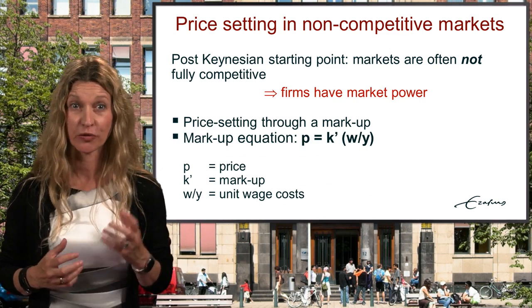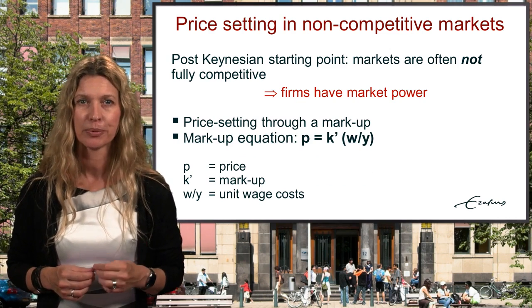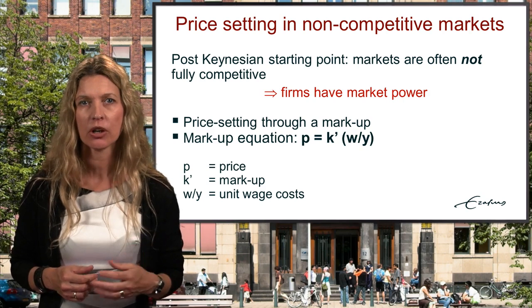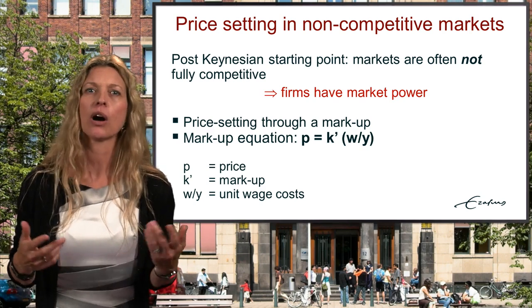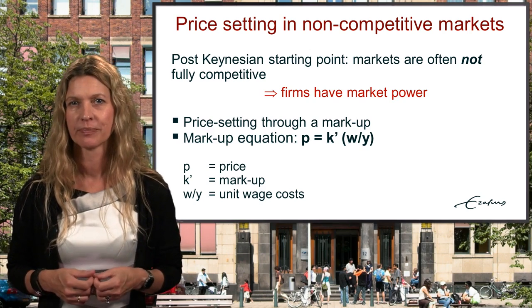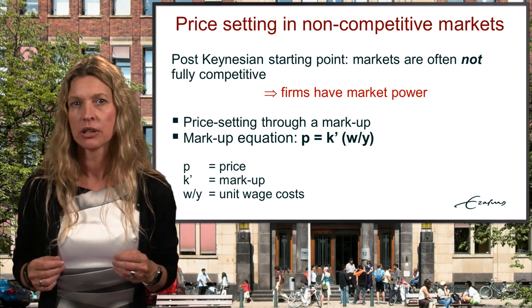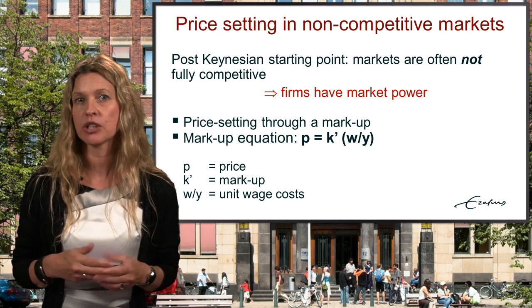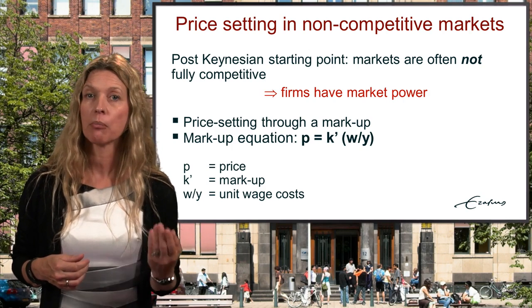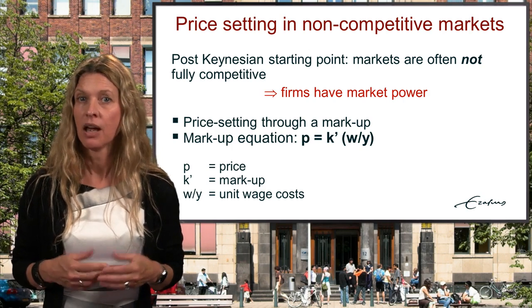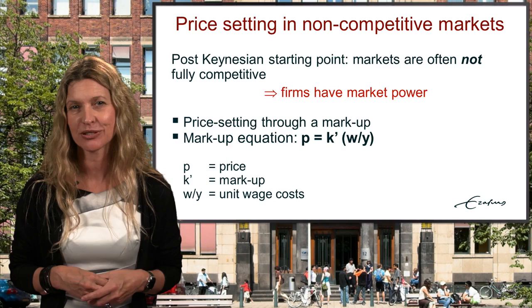The markup equation for the product price then is P equals K prime, the markup, multiplied by the unit wage cost, W divided by Y. For simplicity, we ignore other costs, such as material inputs. For example, the shop price of a bicycle may be £500, which is the unit labor cost for producing a bike of, say, £250, multiplied with a markup of 200%. The sales price of £500 then equals 2 times £250.